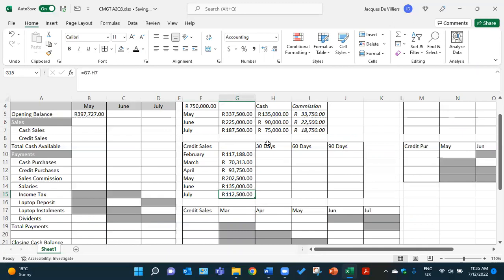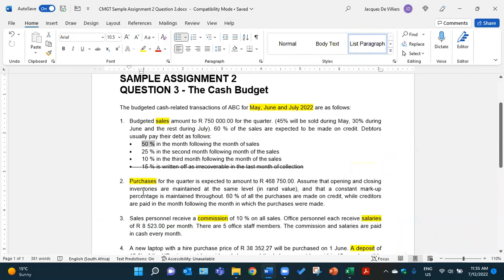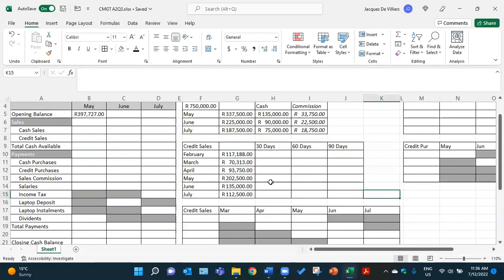Okay, now what do they tell us? They say that some of the people pay within 30 days, some pay within 60 days, some pay within 90 days, and then there is a percentage, 15%, that we are not going to recover. And I said to you, there's nothing we can do about it. It will not reflect in our cash budget because we will not recover it. And when we look at the 30 days, we see that that is 50% of people. So 50, 25, 10. Those are the percentages that I have to use.